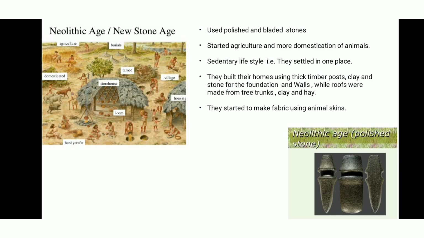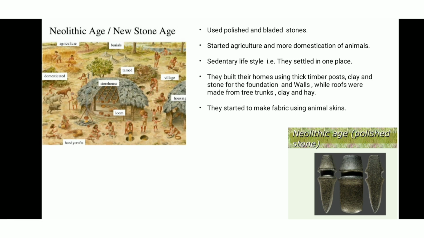They lived a sedentary form of lifestyle, which means they settled in one place, that is called a sedentary lifestyle. So they built their houses using thick timber posts. Not only that, they used clay and stone for a strong foundation for their houses. And also they used clay and stone for constructing the walls of their houses. But for roofs, they used tree trunks, clay and hay.